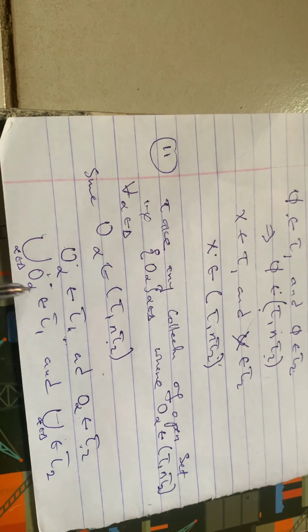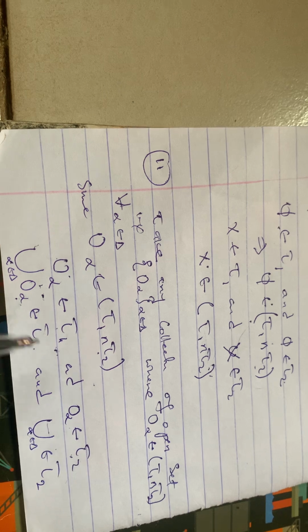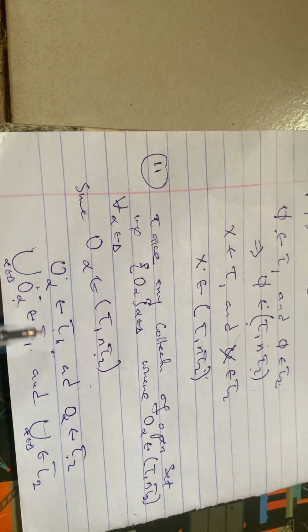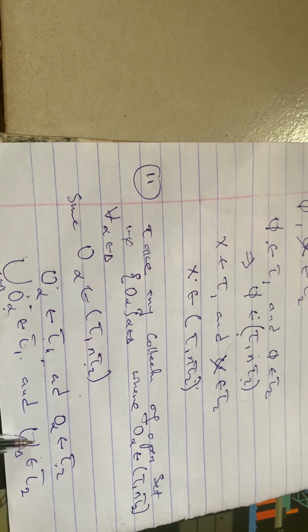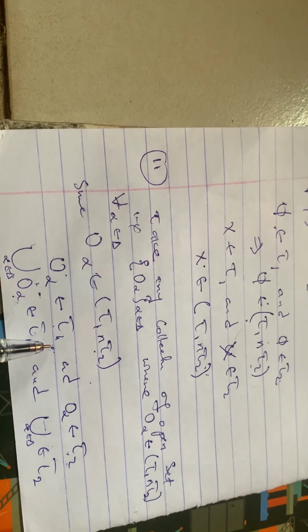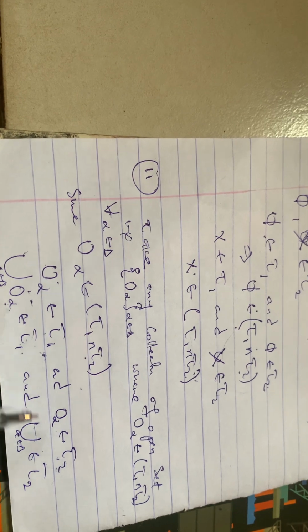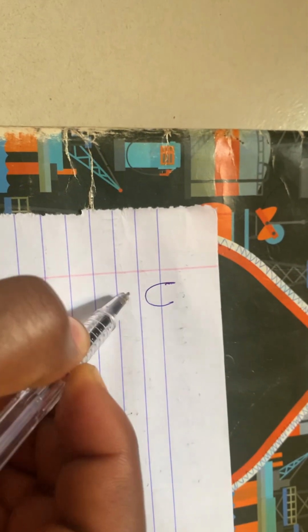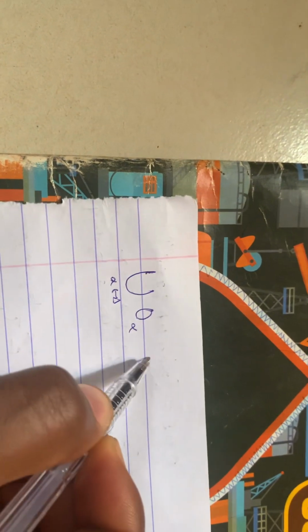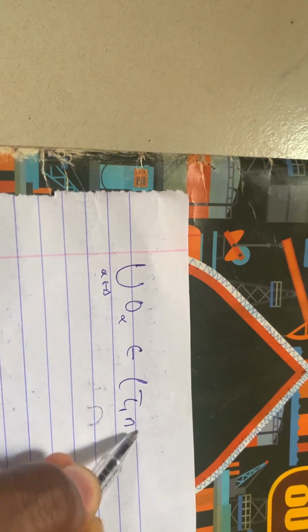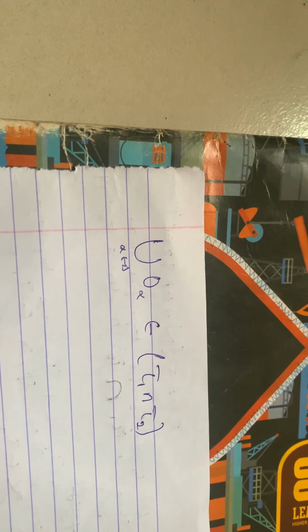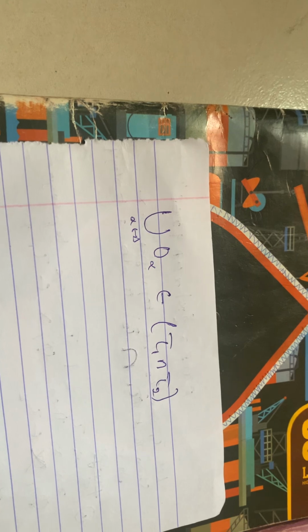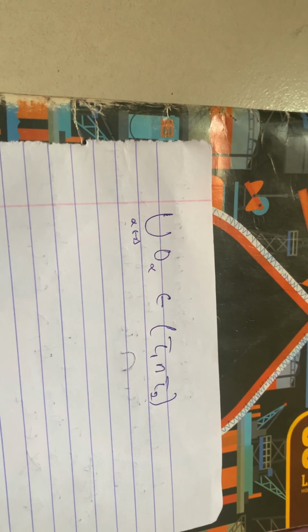Since O alpha is in T1 and O alpha is also in T2, this implies that their union is also in T1 and their union is also in T2, since these two are topologies. What does this imply? This implies that the arbitrary union of O alpha is also in their intersection, because the arbitrary union is in T1 and the same arbitrary union is also in T2. That's why I did a quick revision on intersection of sets, so that you have an idea of the definition of intersection of sets.